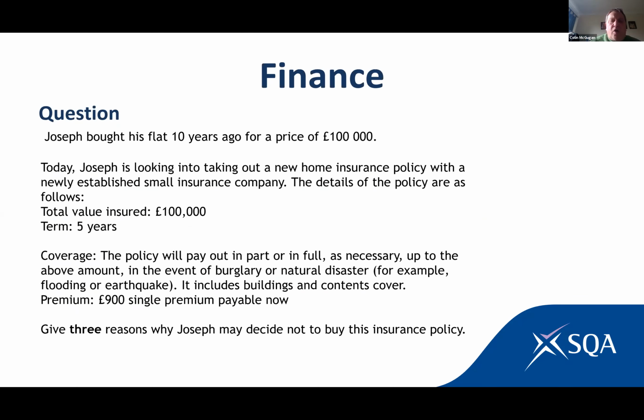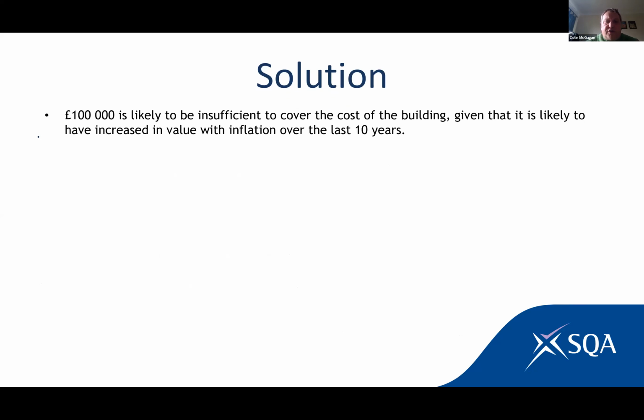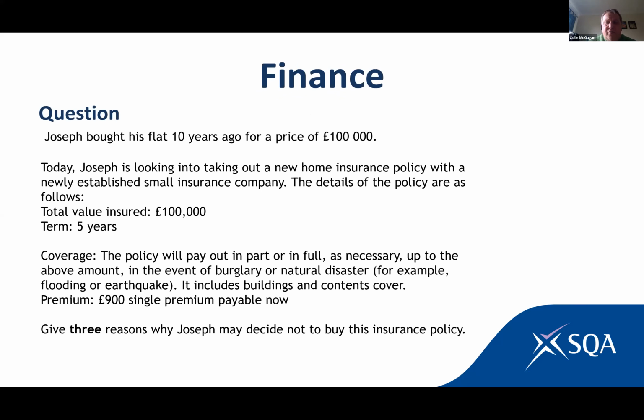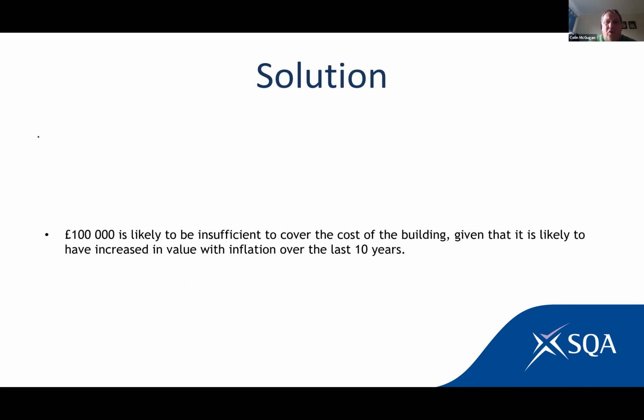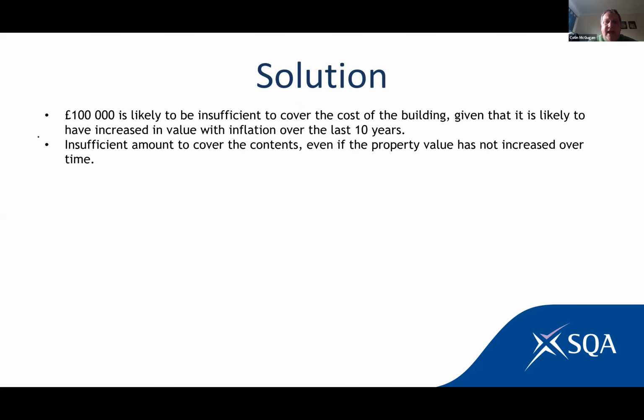Now, again, there are a whole load of options for this, and here are some of the options that we reckoned were correct solutions. So, £100,000 is likely to be insufficient to cover the cost of the building, given it's likely to have increased in value with inflation over the last 10 years. So, although he bought the flat for £100,000, in 10 years' time you'd be hoping it'd be worth more than that. So if he only insures it for £100,000, 10 years later that might not be enough to cover the cost of building or rebuilding it.